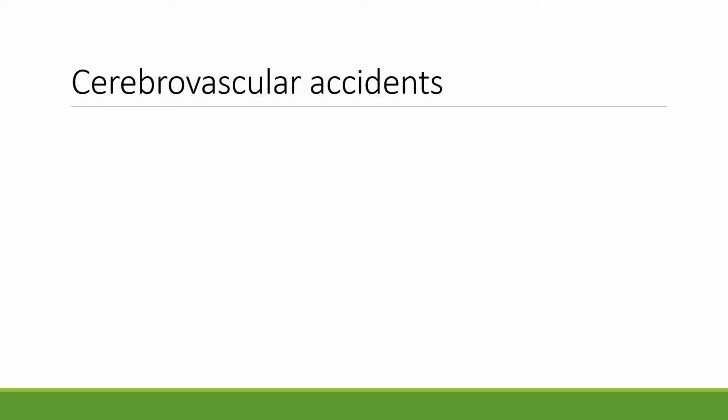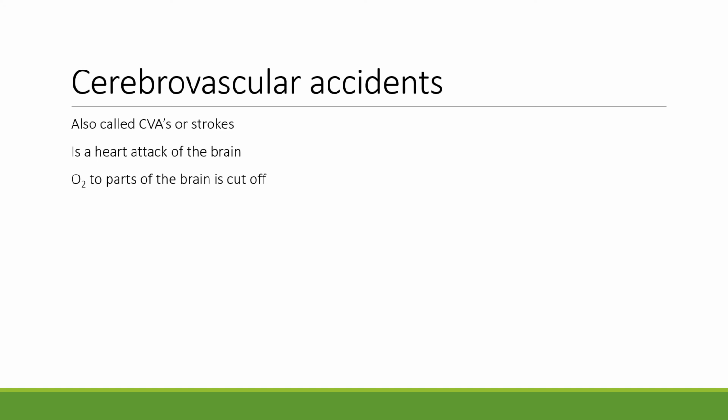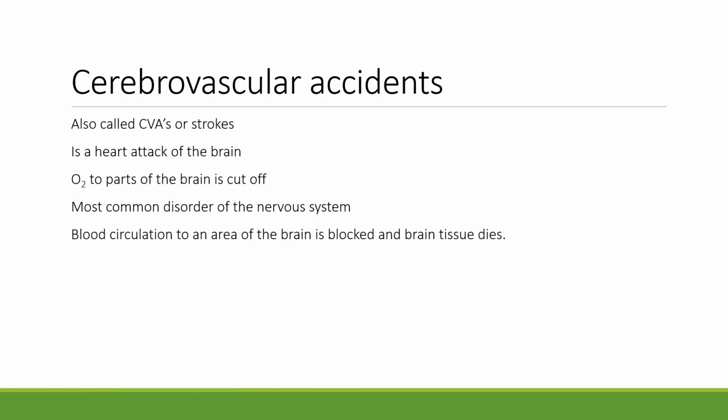Let's talk for a moment about cerebrovascular accidents, or CVAs, also known as strokes. A CVA is a heart attack of the brain. Oxygen to parts of the brain is cut off. It's the most common disorder of the nervous system. Blood circulation to an area of the brain is blocked, and the brain tissue dies. The most common cause is a blood clot.